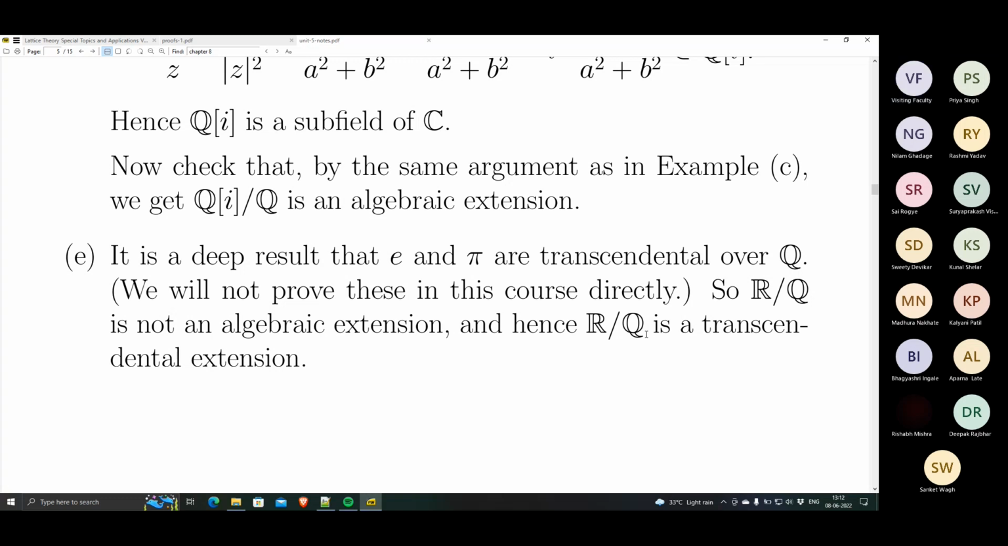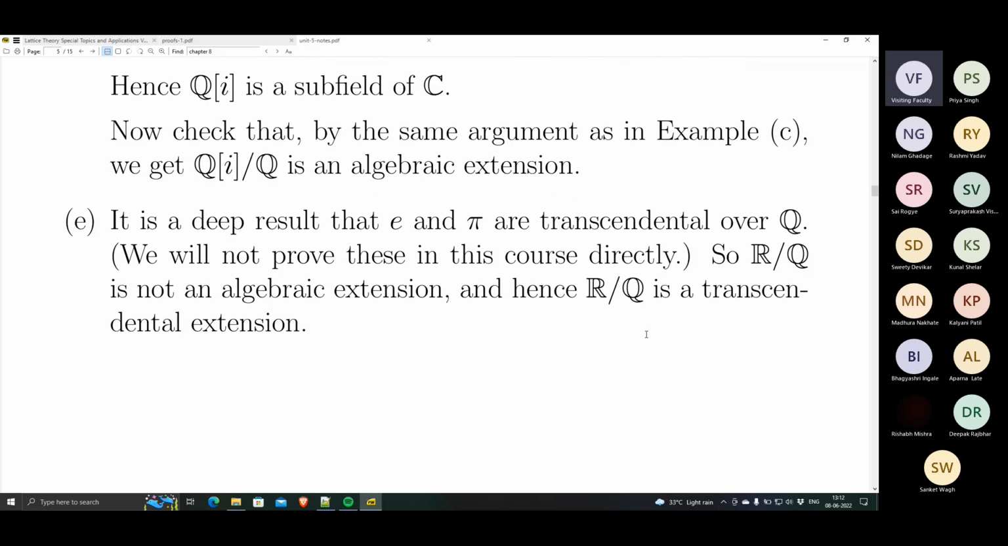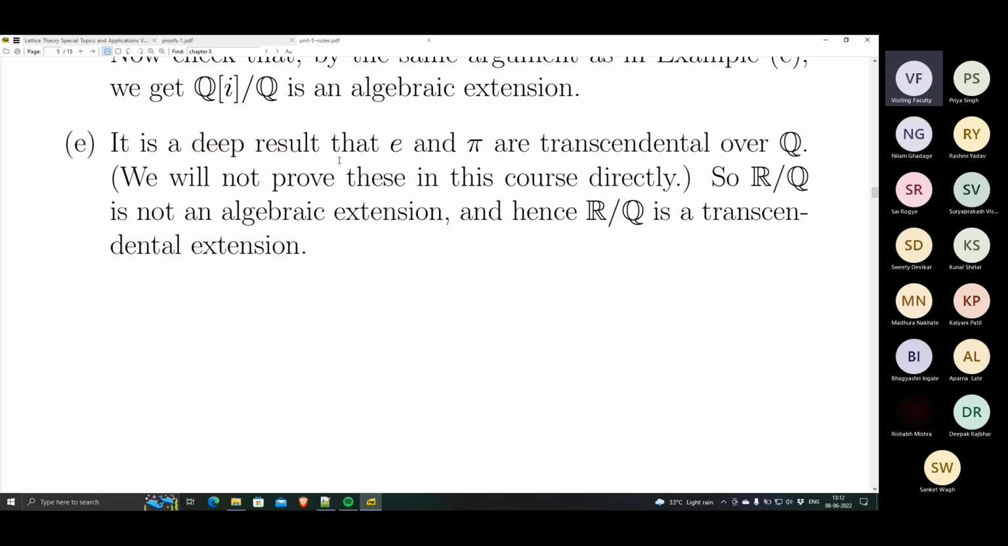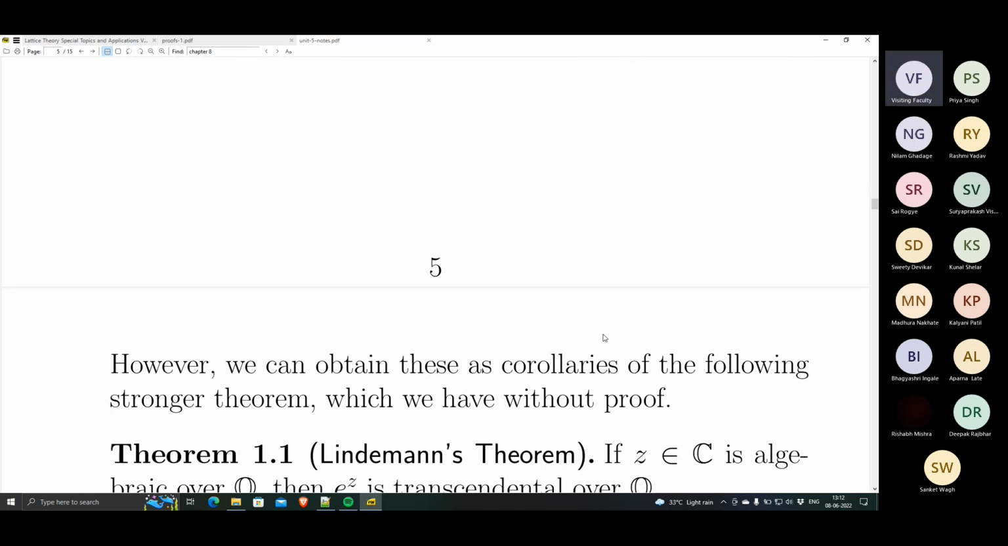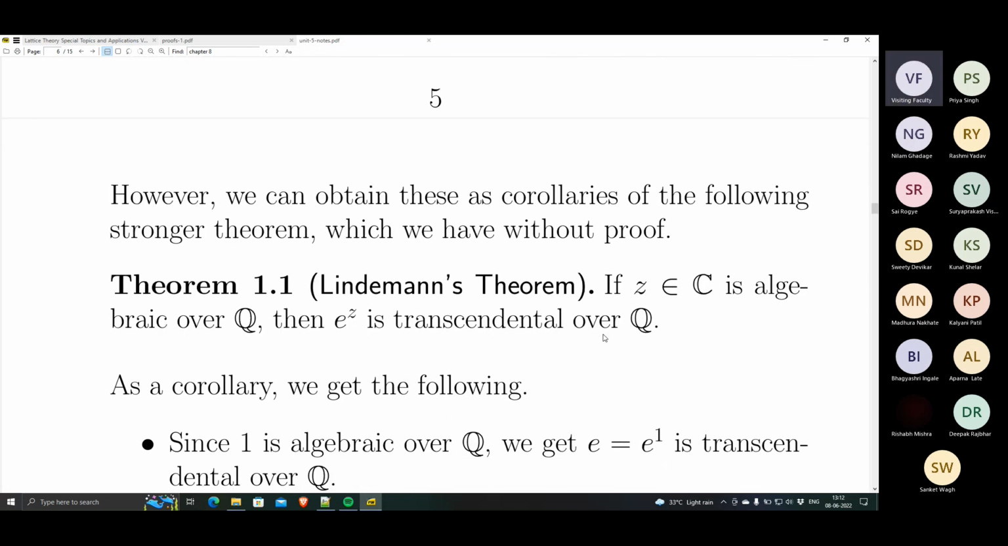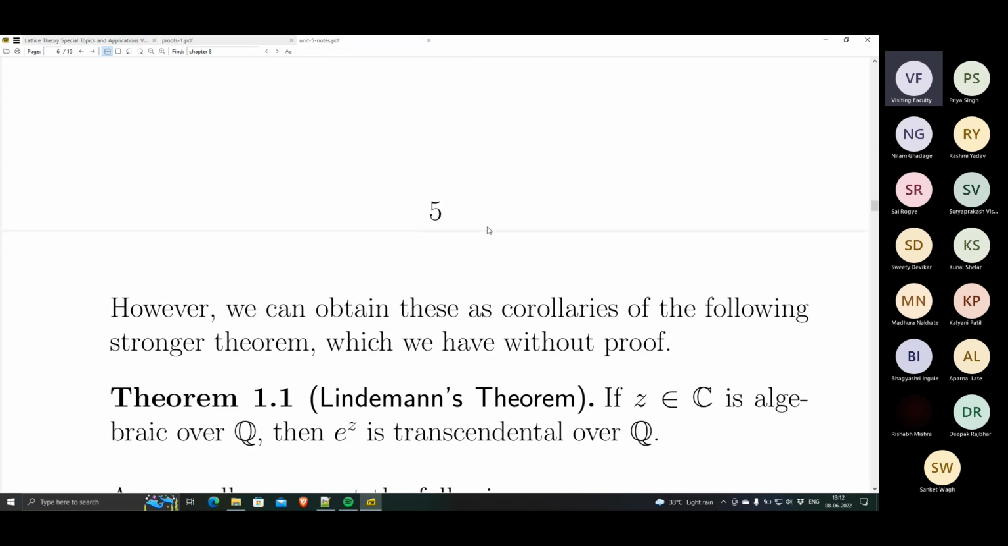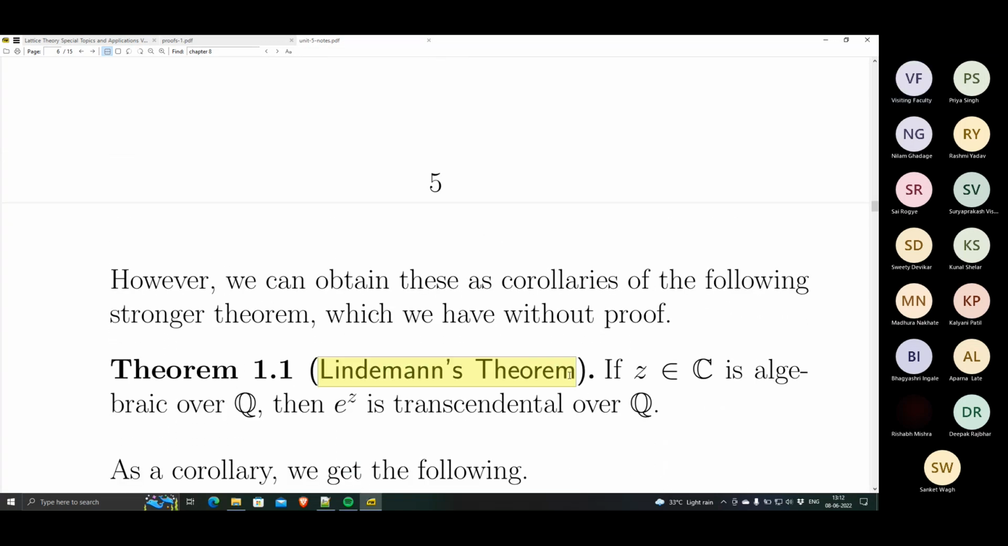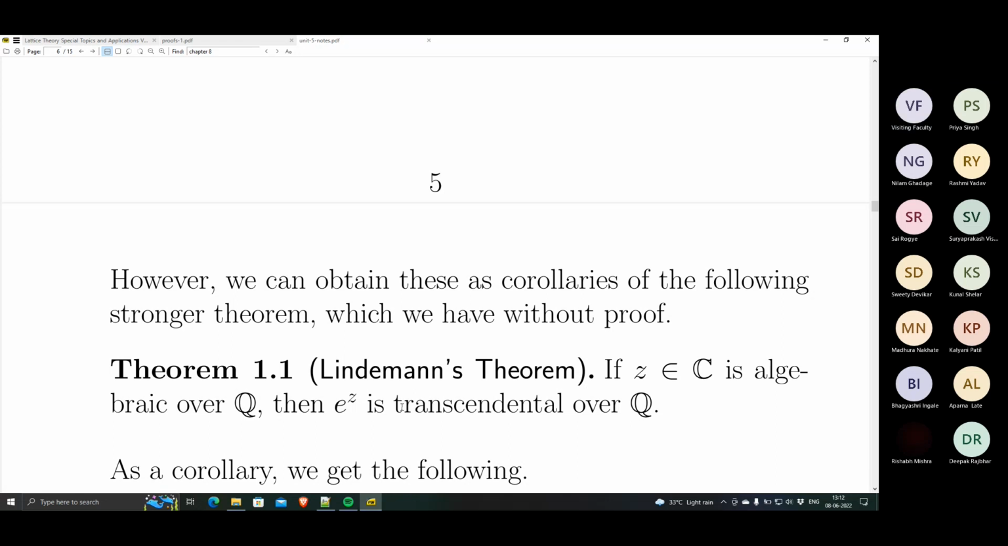Right. So now how do we prove that e and pi are transcendental? There is a deep result which we will not get into. We will just assume that and then this will follow quickly. So what's that result? We obtain these as corollaries of the following much stronger theorem, called Lindemann's theorem. Lindemann's theorem says the following: if z is a complex number that is algebraic over Q, then e raised to z is transcendental over Q. All right, just stare at this theorem for a moment.